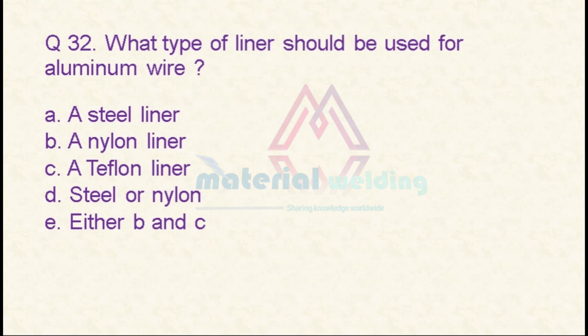Question 32. What type of liner should be used for aluminum wire? A. A steel liner. B. A nylon liner. C. A Teflon liner. D. Steel or nylon. E. Either B or C.